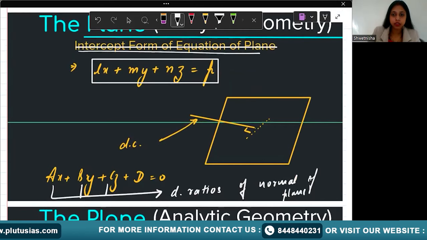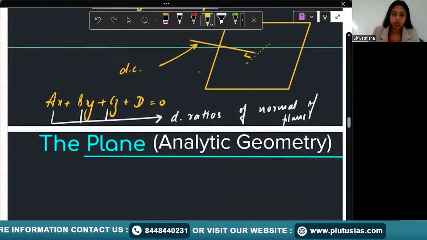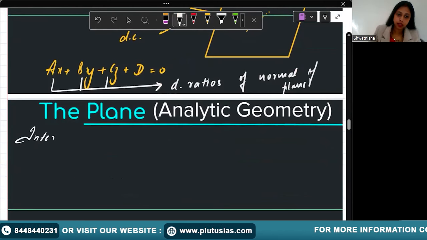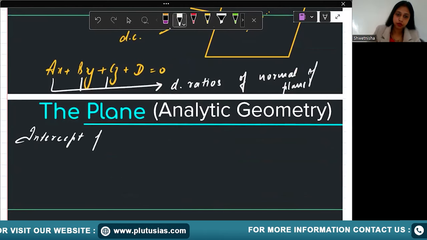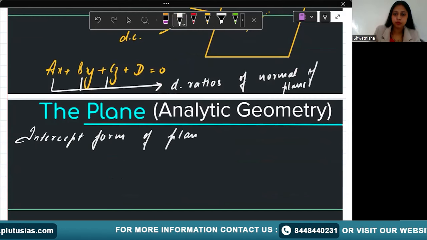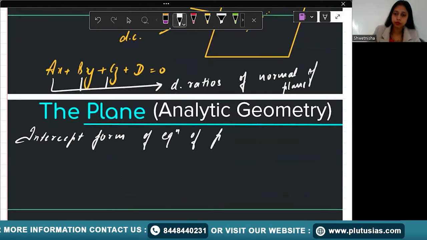Next, we have the intercept form. Let us discuss that on the next slide. Intercept form of equation of plane.